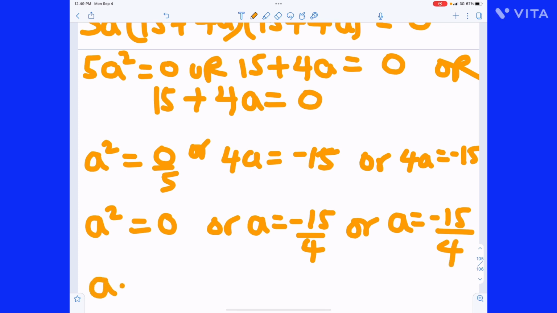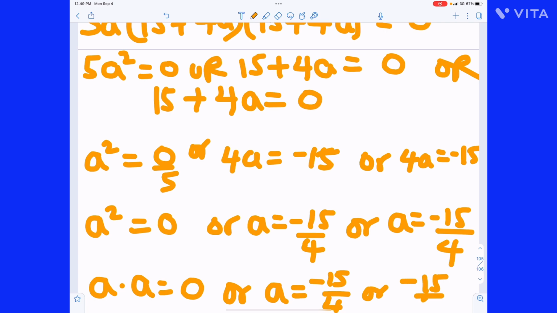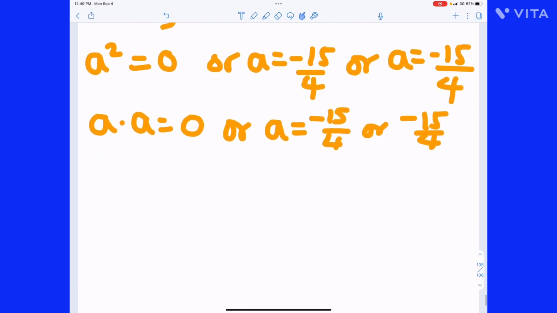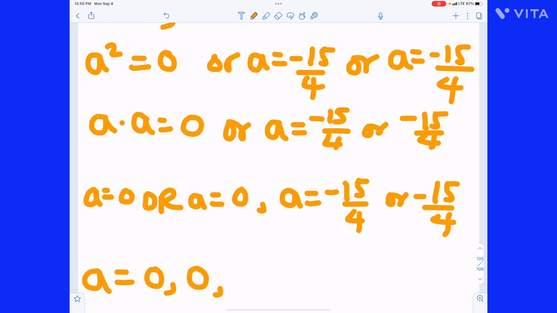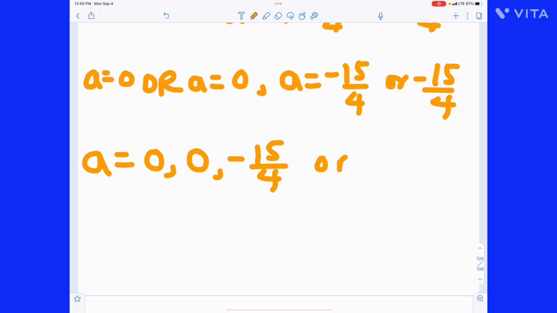This gives a times a is 0, or a is minus 15 over 4, or minus 15 over 4. There are two minus 15 over 4 here. This one too is split into a is 0 or a is 0, because it's a squared, there will be two answers. So your final answer will be a is 0, 0, minus 15 over 4, or minus 15 over 4, lastly.